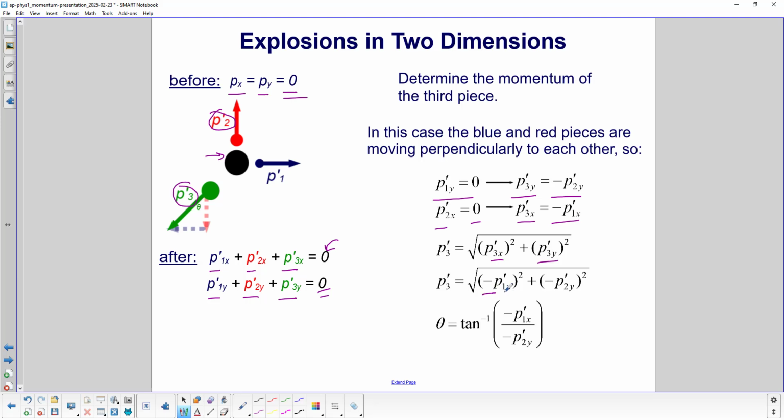Well, that's equal to minus p'1x, and we get that up with these two here, plus minus p'2y squared. Then theta will be the tan inverse of p'1x over p'2y.